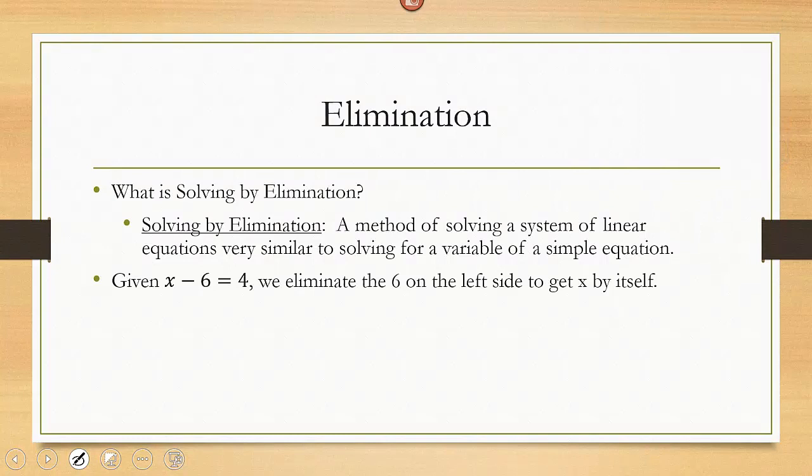So we want to eliminate, let's say given x minus 6 equals 4, we want to eliminate the 6 on the left side so we can get x by itself. So first we have our equation, x minus 6 equals 4, and to eliminate the 6 we need to add 6 to both sides. So we do that, and the 6's cancel, and we're left with x equals 10. This is very similar to what we'll be doing on our solving by elimination. So let's move on to our first example.